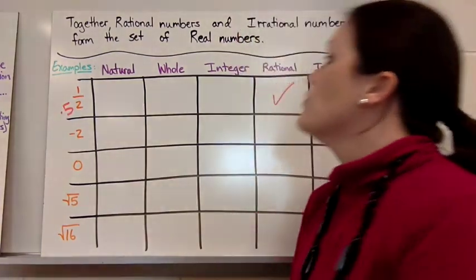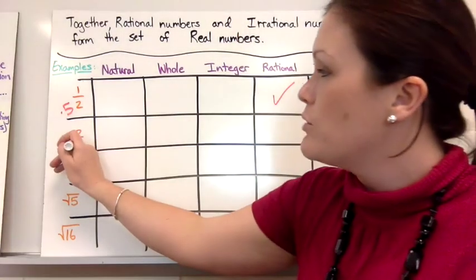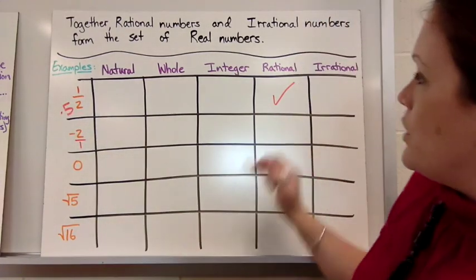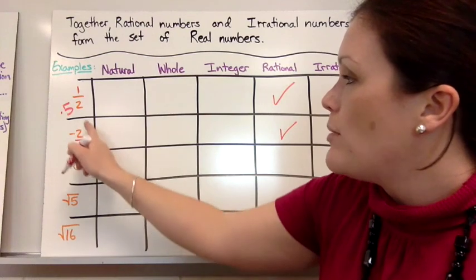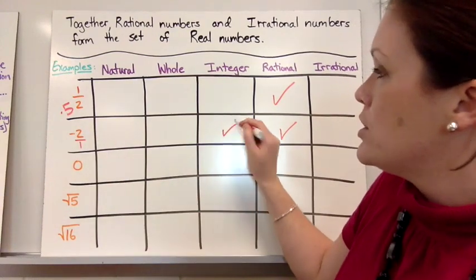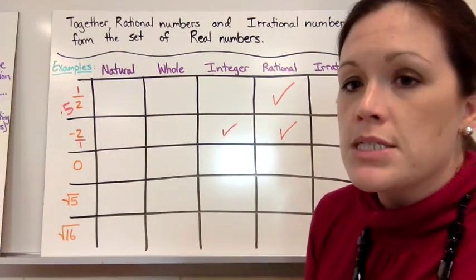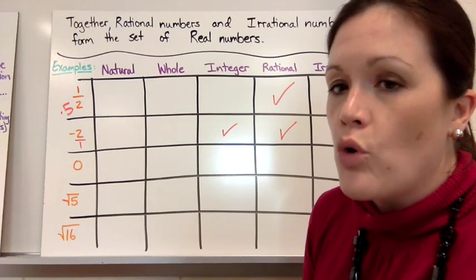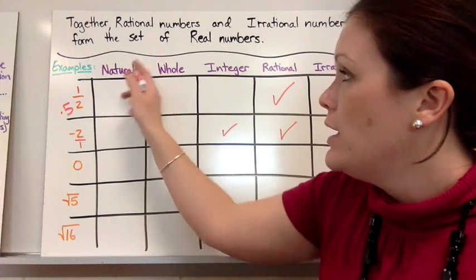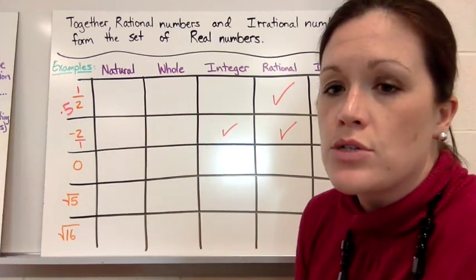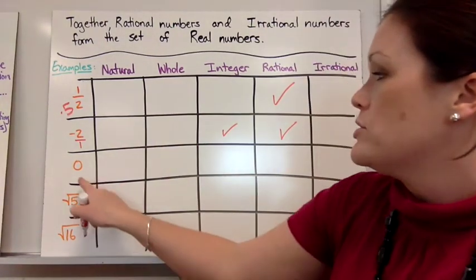Then -2. -2 can be written as -2/1, so therefore it's rational. But -2 all by itself would also be an integer because it's negative, but then it's not going to be whole because remember, whole numbers start with 0 and then they go up. So it's not going to be a whole number, and then it's also not going to be natural because those start with 1. So what about 0?